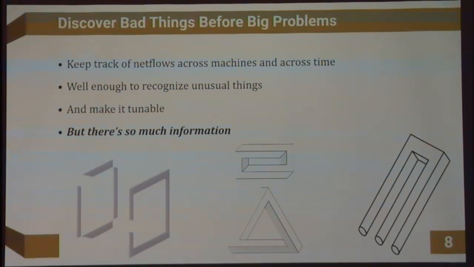Now, what's the basic problem? In a little more detail, I'm creating an unending stream of anonymized net flows over machines and over time. I want to be able to recognize the unusual things I'll be talking about. And it also has to be tunable, because I don't want to actually have to do the same thing over and over again. But the problem with an infinite stream of net flow is that it's an infinite stream of net flow.